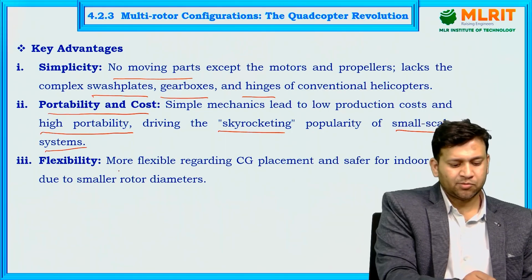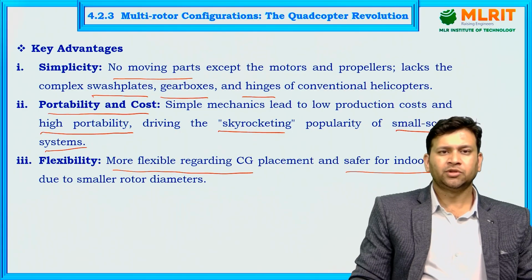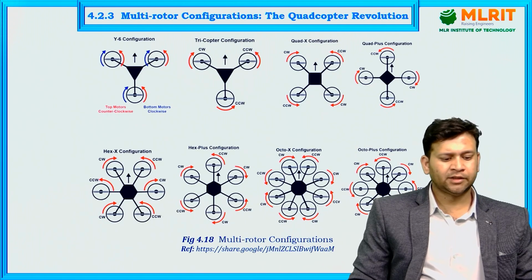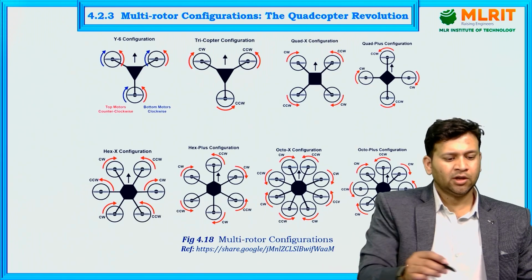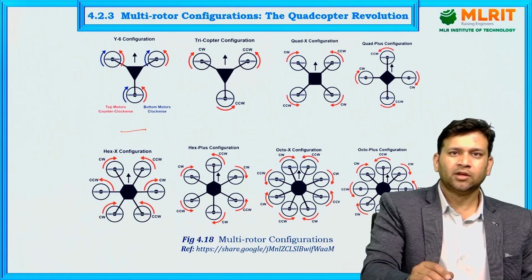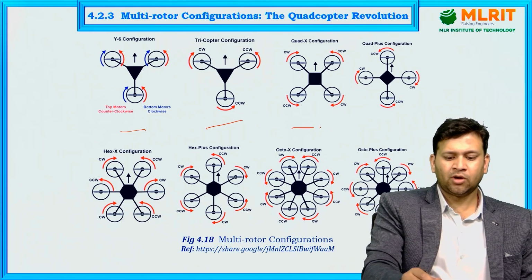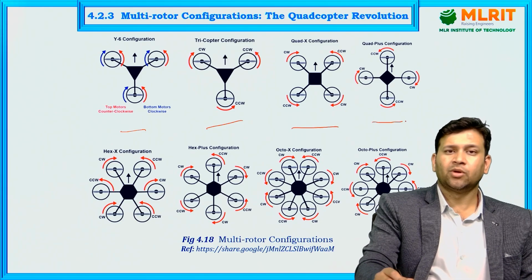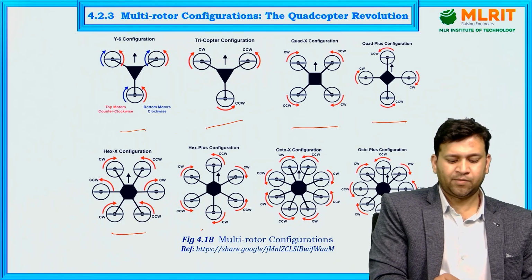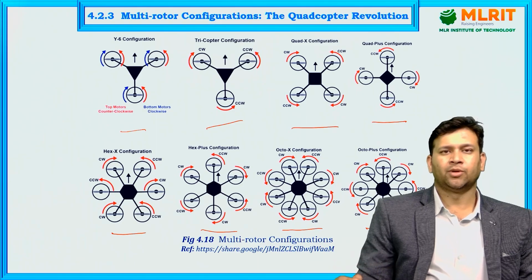Flexibility. It is more flexible regarding CG placement and safer for indoor use due to smaller rotor diameters. These are some configurations of multi-rotor. This is the Y6 configuration. This is the tricopter. So, tricopter configuration, quad X configuration, quad plus configuration, hexa X configuration, hexa plus configuration. This is octo X configuration and octo plus configuration.